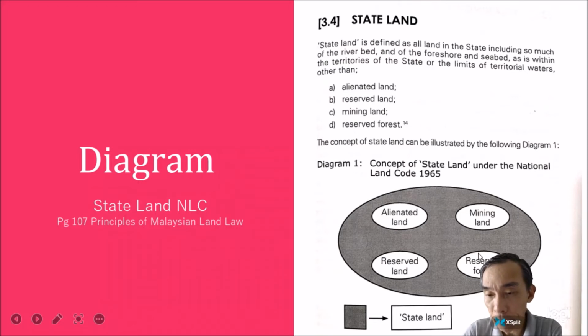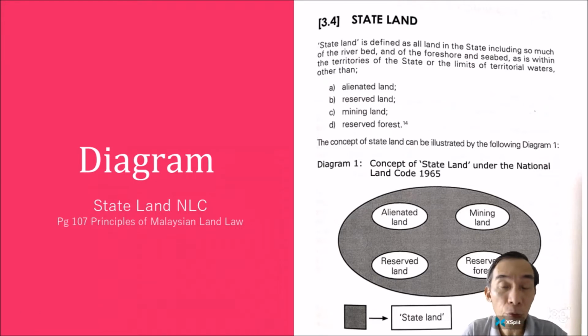So that is private owned land. Reserve land and reserve forest are primary forest, forest range for wildlife conservation. And reserve land may be for the purpose of building public utility, public amenities. Mining land is one that is already designated for mining. So here it says that state land is defined as all land in the state, including so much of the riverbed and of the foreshore and seabed as is within the territory of the state or limited territorial waters. So these are West Malaysian situations where they have this type of classification.